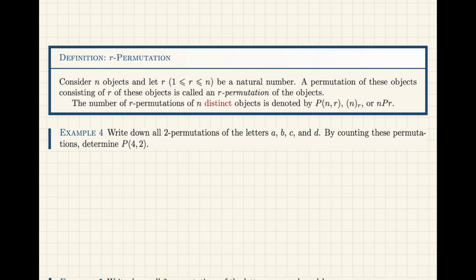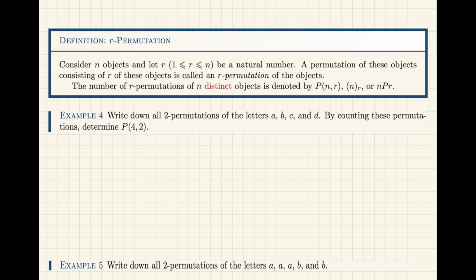So let me solve this problem for you. For example, here: write down all 2-permutations of the letters A, B, C, and D. By counting these permutations, determine P(4, 2). So you see here I have 4 distinct objects. If I want to write all permutations of these objects, you know the answer. The number of them is 4 factorial, which is 24.